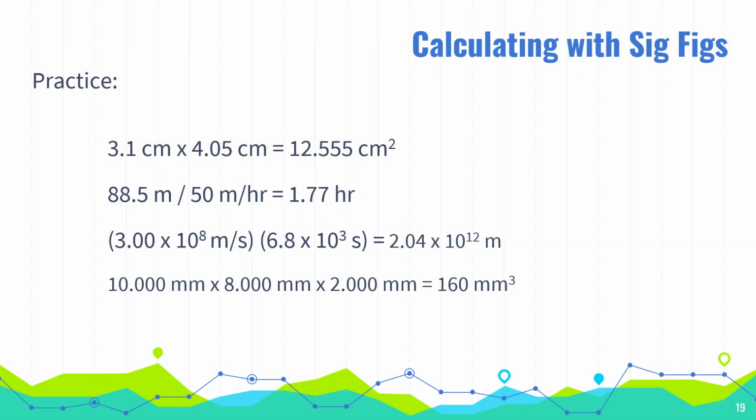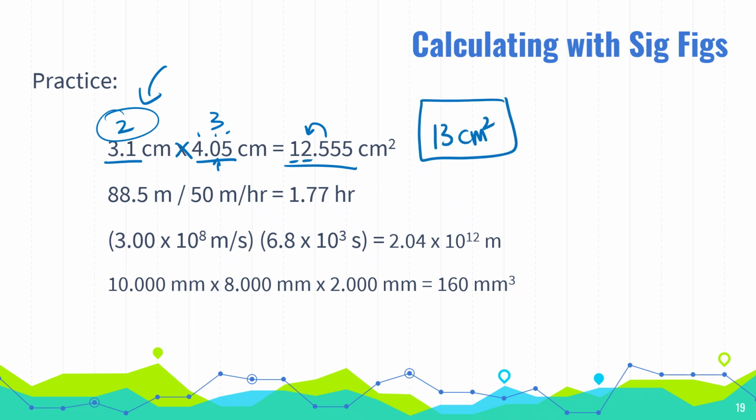Let's apply that rule a couple more times. Here we're multiplying. We're going to count our sig figs. This value has 2 sig figs. This one has 1, 2, 3. That 0 is between the non-zero digits, so it counts. Which is our smaller number? 2 is less than 3. So we need to round this answer to only 2 sig figs. I'm going to keep 1, keep 2. That 5 is going to bump that 2 up to a 3. My final answer is 13 square centimeters.